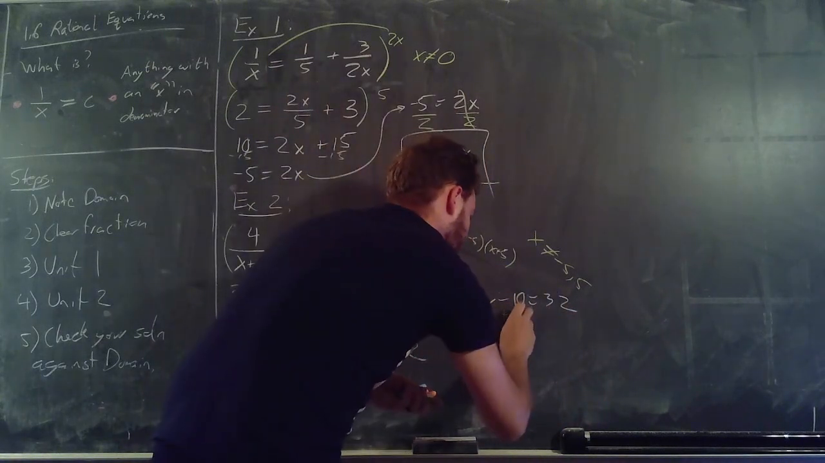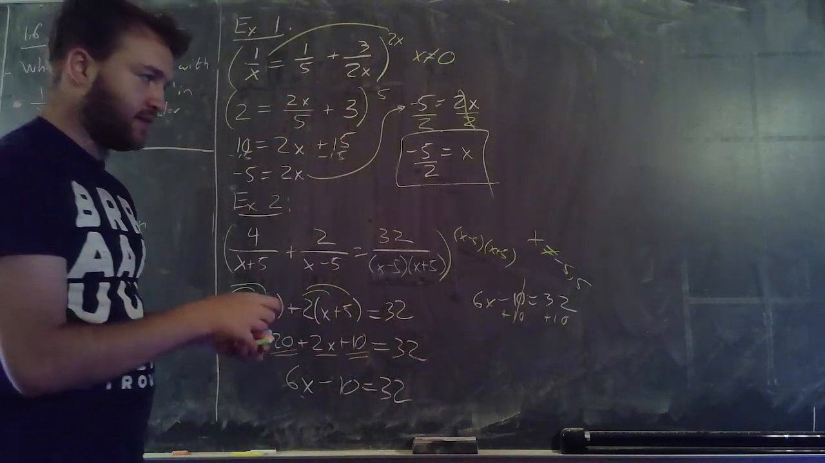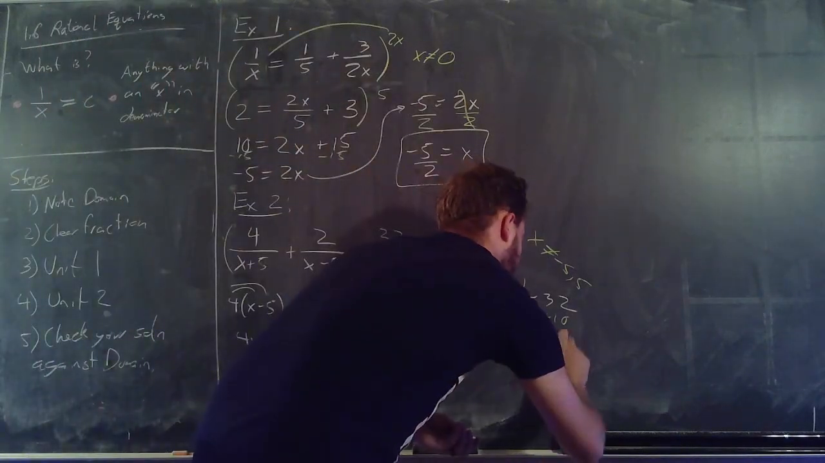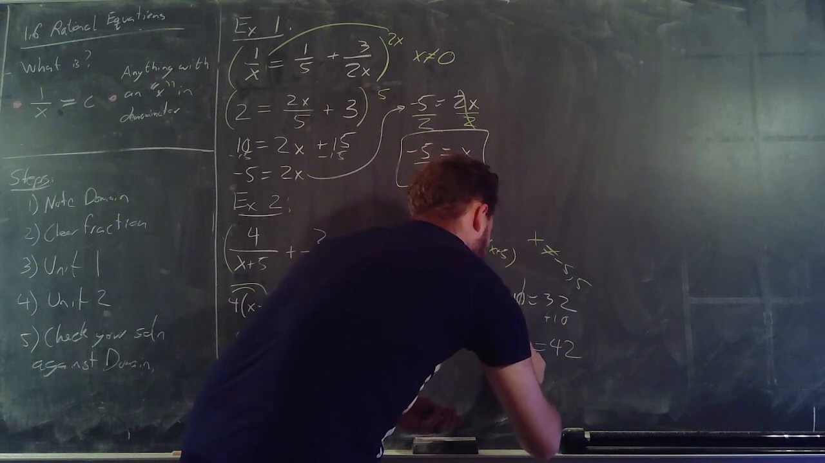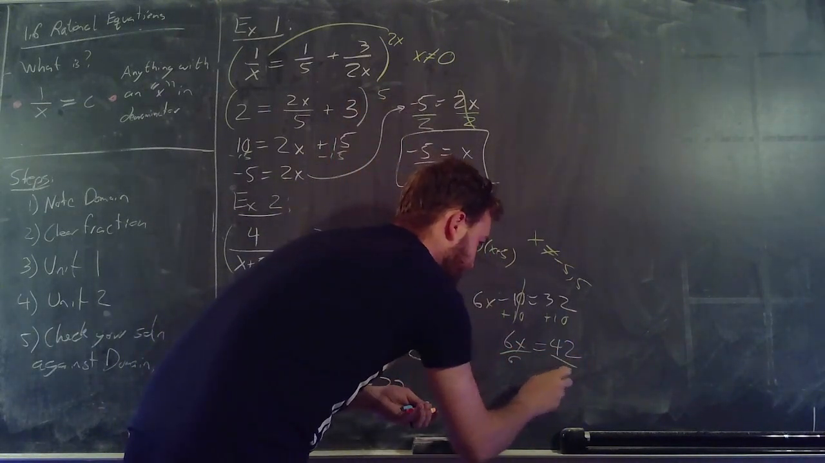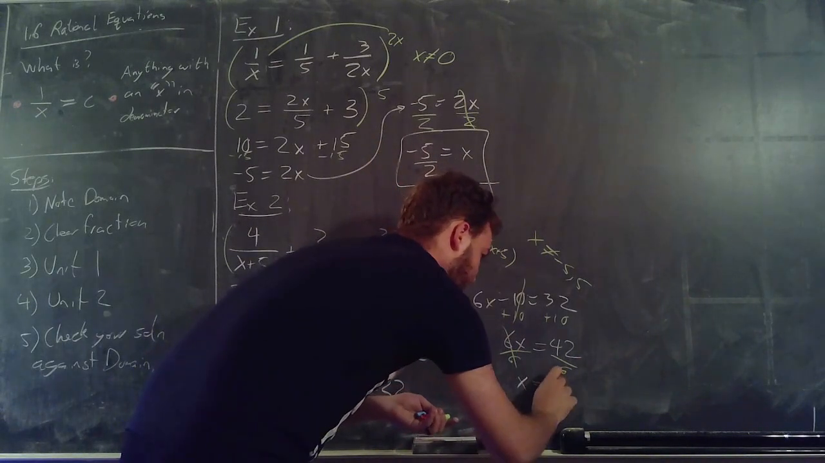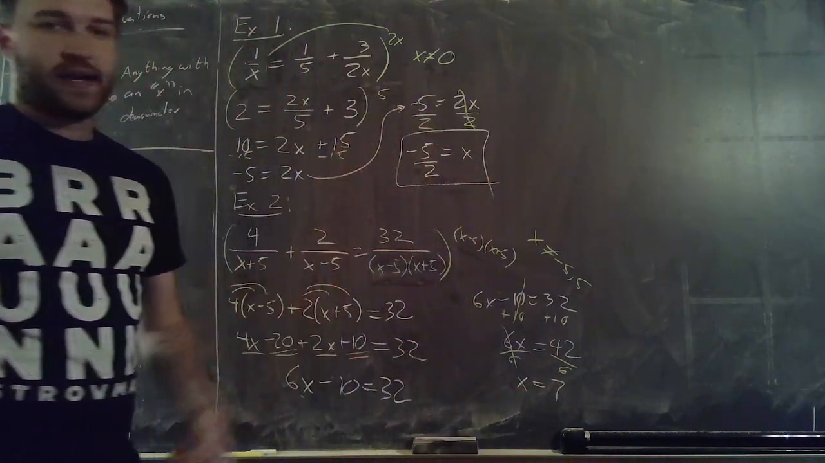Adding 10 to both sides has the effect of canceling the 10 off of the left-hand side and putting a 42 on the right-hand side. And then as I divide by 6 here, that has the effect of canceling the 6 off of the left-hand side and leaving me with 7 on the right-hand side.